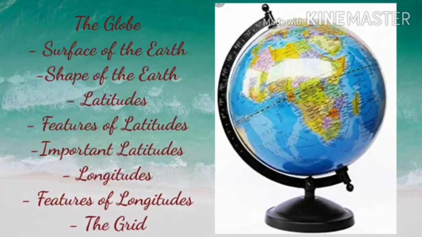Children, what is a globe? Yes, a globe is a small model of the earth. Children, the globe is spherical in shape and gives an accurate picture of the earth. Then surface of the earth. Children, basically surface means the top layer of something. Here, surface of the earth refers to huge land masses, water bodies and different types of physical features.